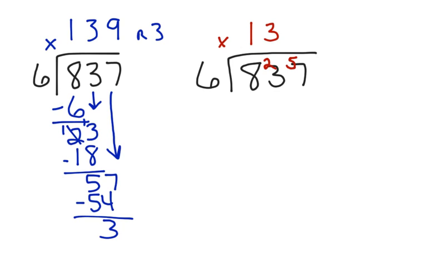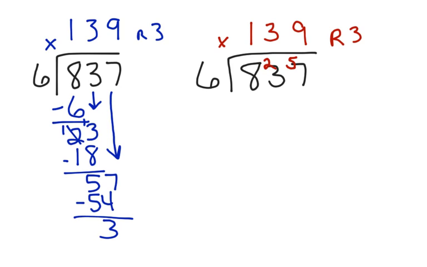Now, 6 times what number is close to 57 without going over? 9. And what is 9 times 6? 54. We were trying to get 57. How far away were we? 3. We were 3 pieces away, and that becomes our remainder.